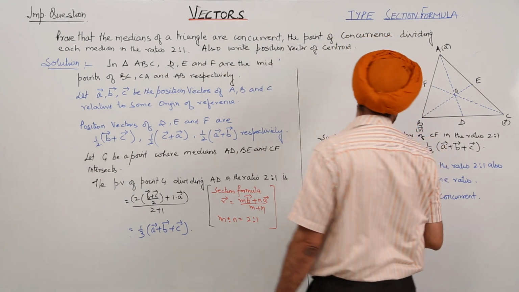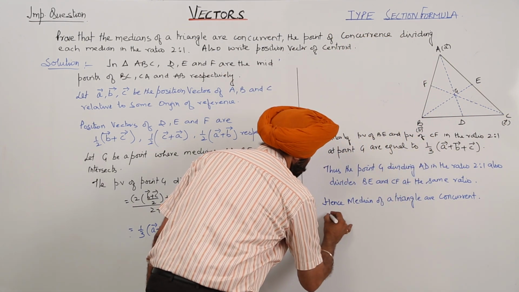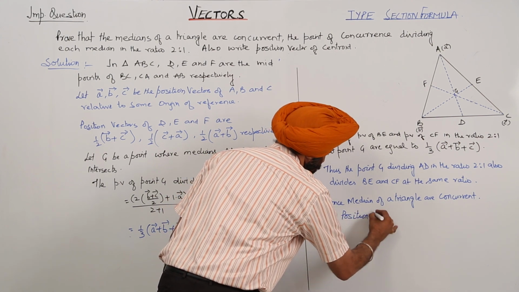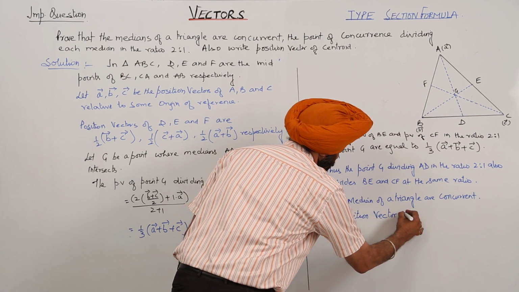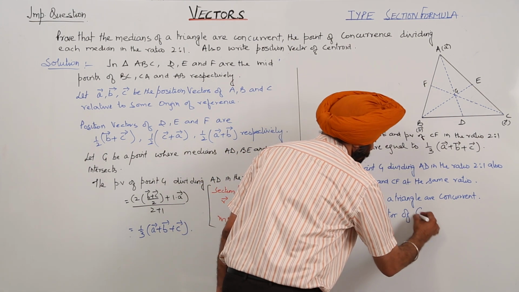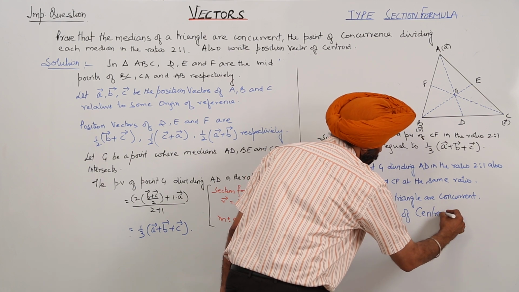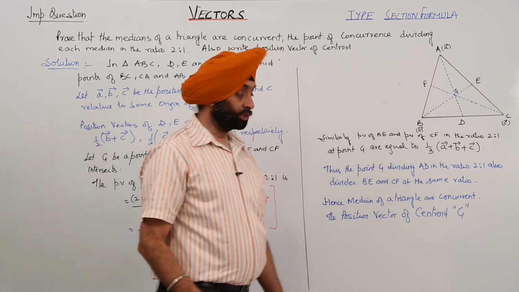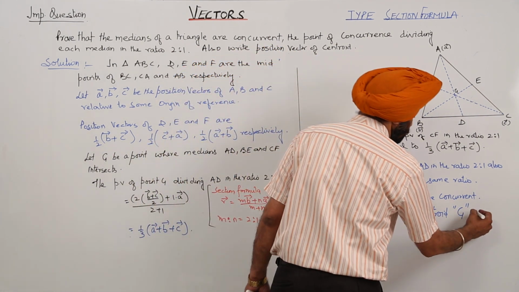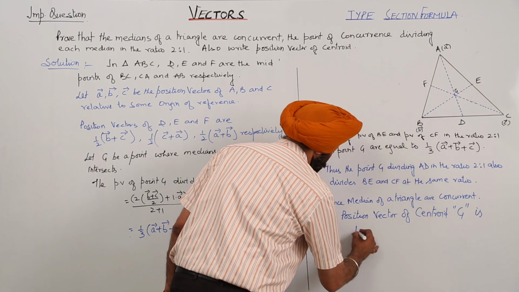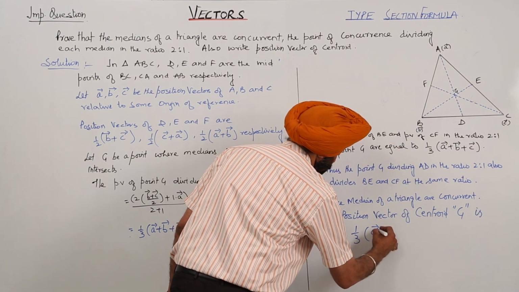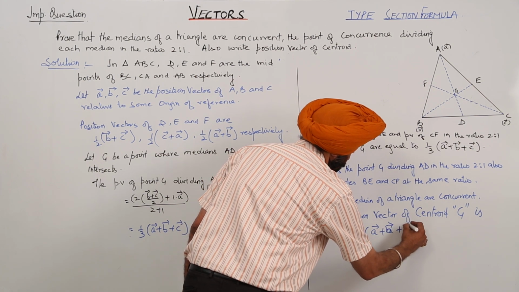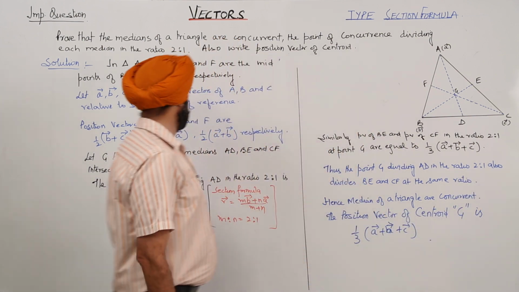Also write the position vector of the centroid. Now, the position vector of the centroid, that is point G. G is the centroid. The position vector of point G is 1 upon 3 of vector A plus vector B plus vector C. So, this is the result.